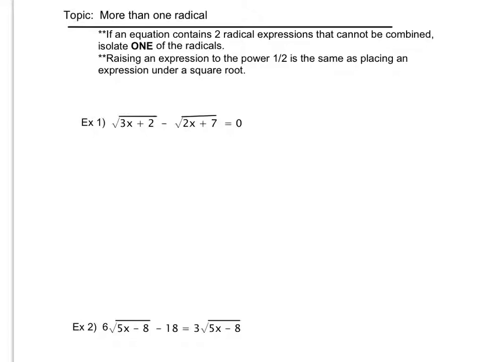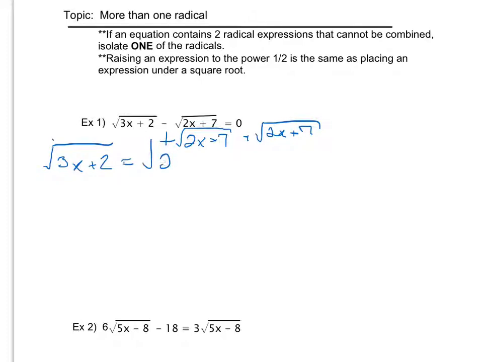On example 1, and I believe there's 3 examples, the first thing I notice is these are not like terms since they're not the same radical part. So I'm going to try to get one of these radical parts by itself. Let's say I try to get the square root of 3x plus 2 by itself. I'll get rid of minus the square root of 2x plus 7 by adding it to both sides. After doing that, I have the square root of 3x plus 2 equals the square root of 2x plus 7.